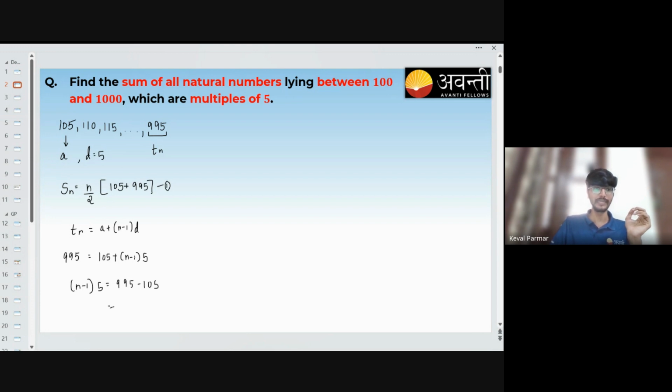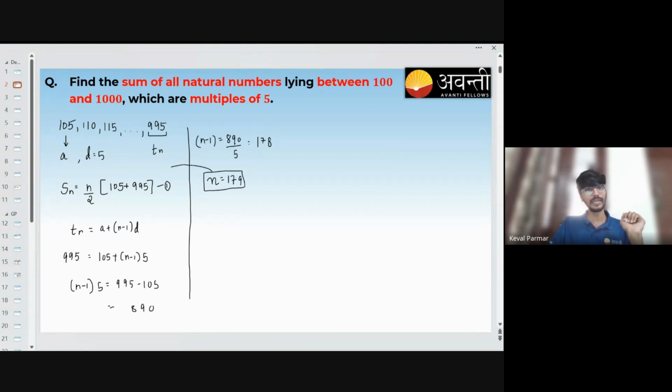So what did I get here? I get 890. That means n minus 1 will be equal to 890 by 5. If we divide by 5, 5 ones are 5, 39, right? 5 sevens are 35 and 5 eights are 40. So that means n is equal to 179. Is it clear till here?